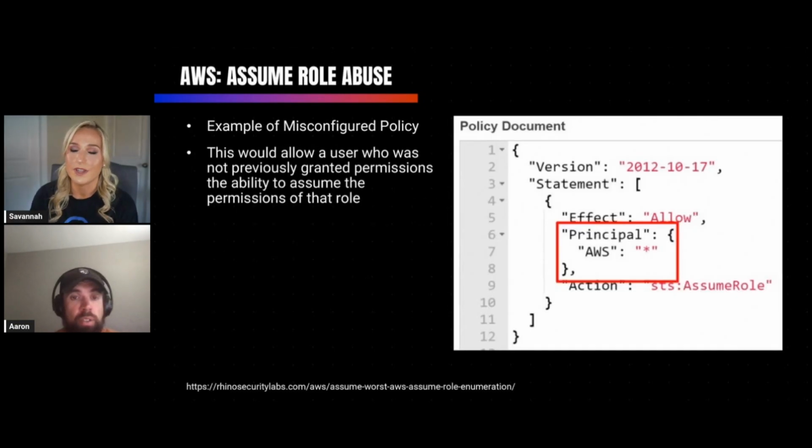So the assume role abuse that I was previously discussing: this is a screenshot from Rhino Security Labs' assume role breakdown, and it shows this star right there. That star is saying that anyone can assume that role. So it's a misconfiguration. You're allowing any user to assume that role associated with that policy. It's obviously not intended, which is why you should always specify and be more granular with the permissions. But this is an example of a policy associated with the assume role where any user can assume that role.